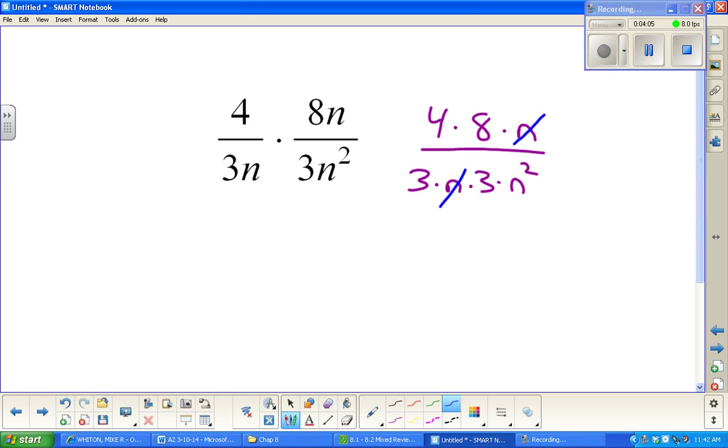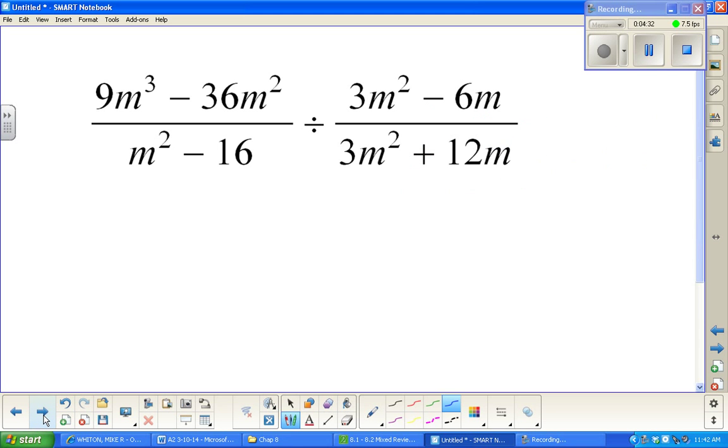If we clean up where we're at, we have a 32 up top, multiplying that out. The denominator will be a 9n squared. I don't believe there's anything that we can reduce with the 32 over 9 part, and for the n squared part, there's no n's up top. So that's simplified as far as it can go. Really all we could do there was reduce one factor of n. Okay, how about another one? Let's do one with a little bit more work, a little messier problem.